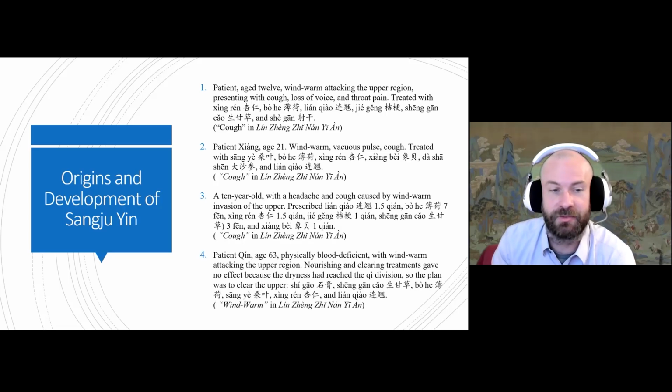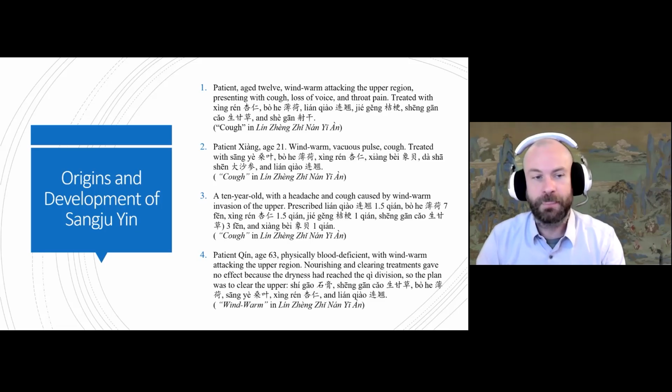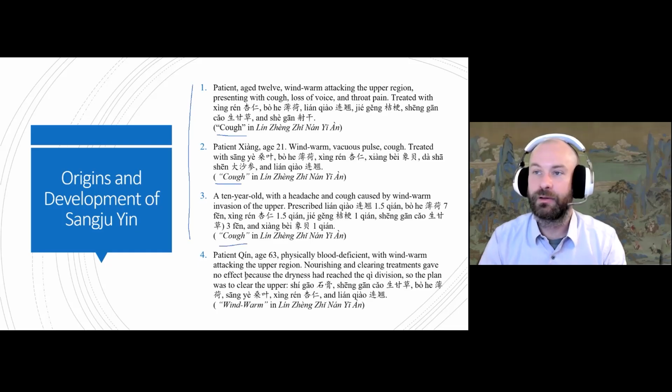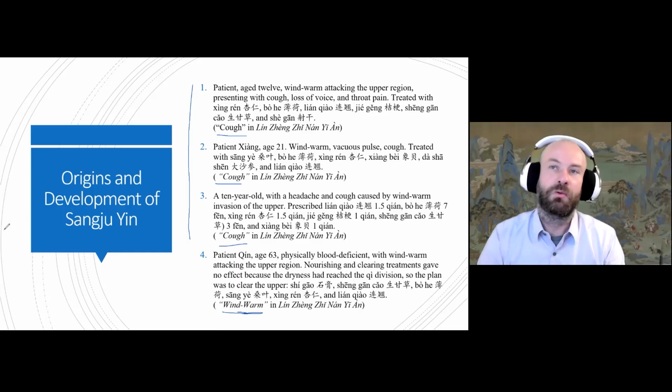Patient Qin, age 63, physically blood deficient with wind warmth attacking the upper region. Nourishing and clearing treatments gave no effect because the dryness had reached the qi division, so the plan was to clear the upper: Shugao, Shengancao, Bohe, Sangye, Xingren, and Lianqiao. So these are the four cases from Ye Tianshi that Zhang Wenxuan believes influenced Wu Jutong. And what's quite interesting here is that cases 1, 2, and 3 are all under the section of cough. The fourth patient is also under wind warmth. Okay. So that tells us a little bit about what kind of difference we're looking for in treating these diseases.